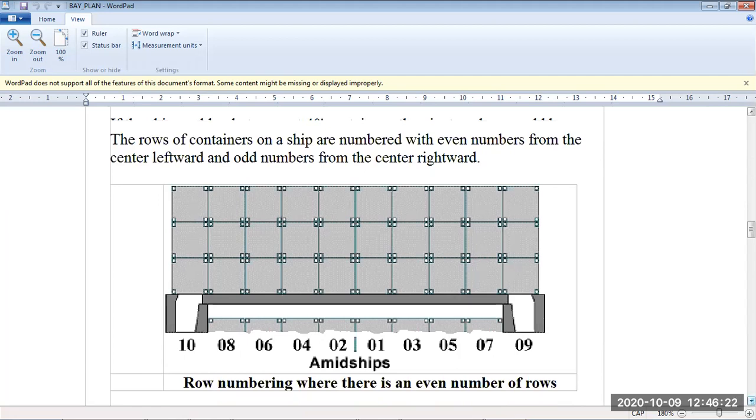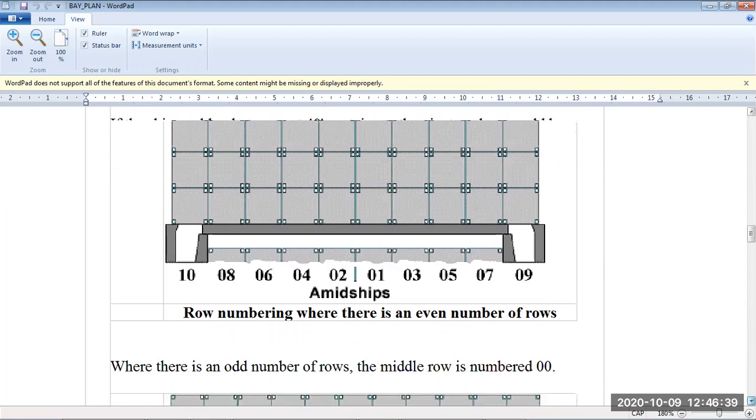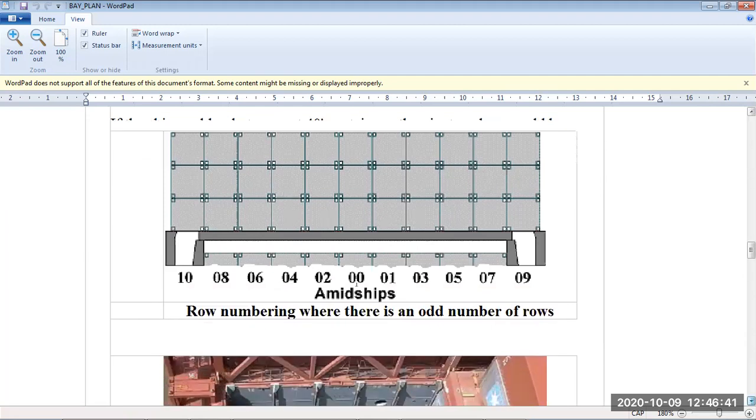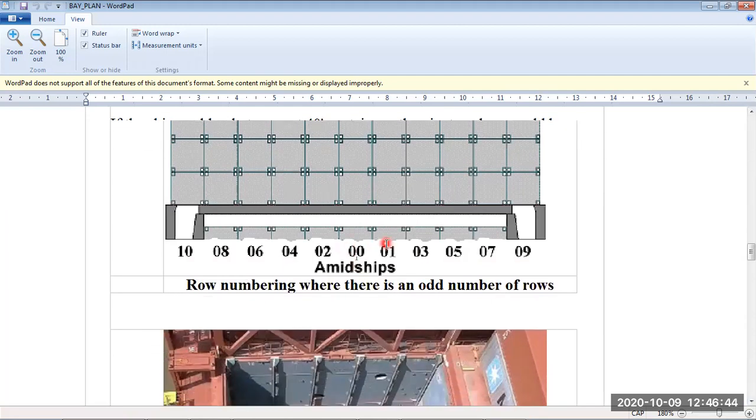And then we have to see the rows. As we have already seen, starboard rows are 1, 3, 5, and port side are 2, 4, 6. So we have to write that rows of containers are numbered with even numbers on the port side and odd numbers on the starboard side. If we have 10 rows, 5 on port and 5 on starboard, we don't have any 00. If we have 11 rows, 5 rows on starboard, 5 rows on port, and the center line will be 00.